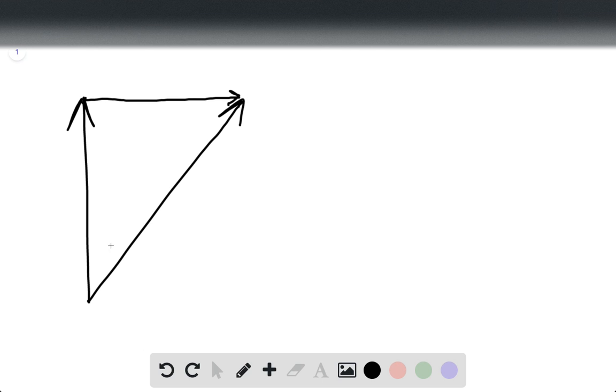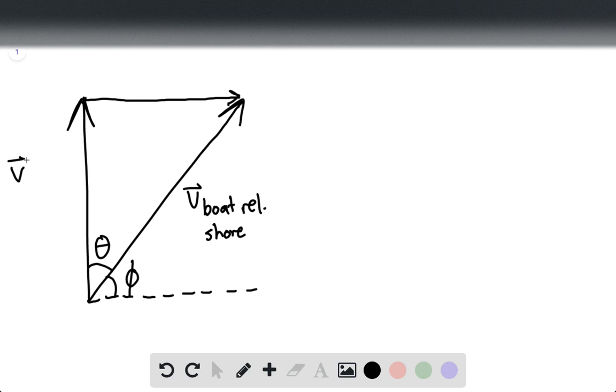This arrow, right, we can say there's a theta defined here, and then there's an angle phi with the horizontal. This vector right here will represent the boat relative to the shore. This right here will represent the boat relative to the water.